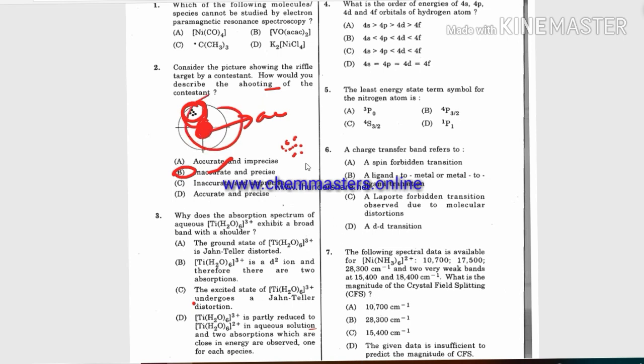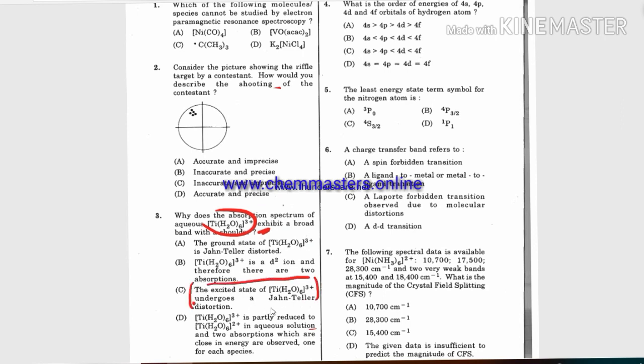And next question. Just observe, why does the absorption spectrum of the given aqueous titanium complex, where titanium is in the +3 oxidation state, exhibit a broad band with a shoulder? The reason is that the excited state of the titanium complex undergoes a Jahn-Teller distortion. Here option C is the correct answer.